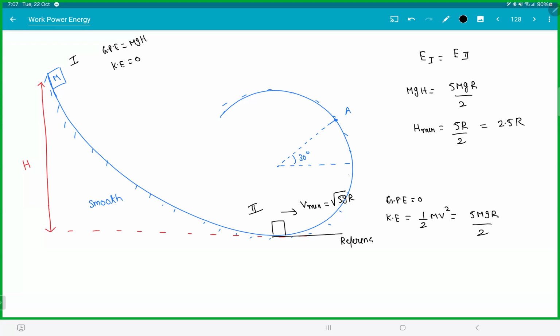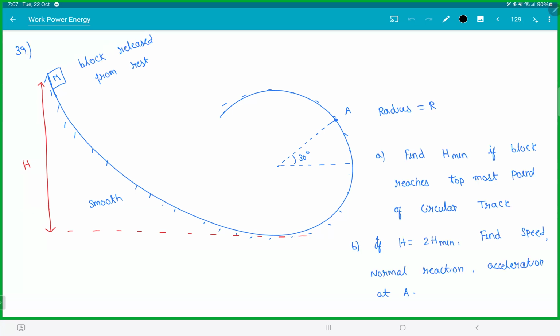Hope that is clear. Now, second part of the question is saying I'm giving 2 times this height. That means I'm giving 5r. Now find the speed at A, normal reaction and acceleration. Speed is root 3gr. Someone else got root 7gr. Someone else got root 9gr. 3 different answers for the v part. Try. I'll give another 2 minutes for the v part.